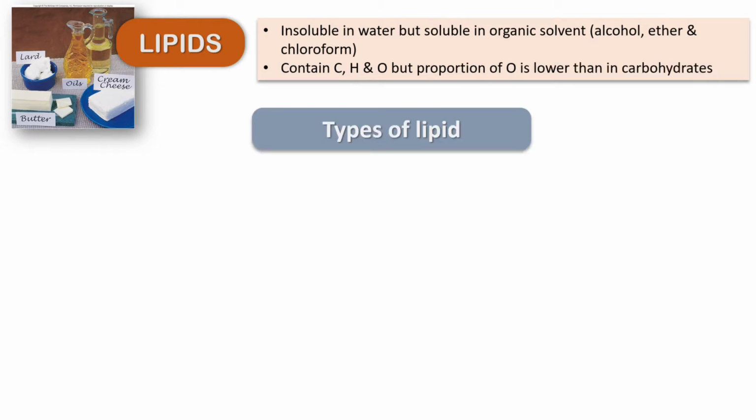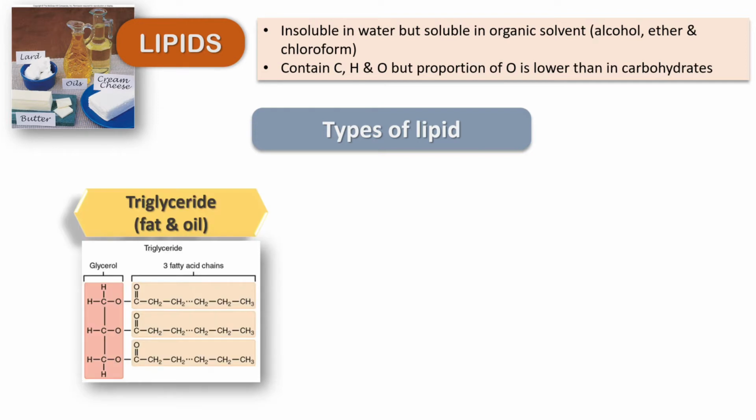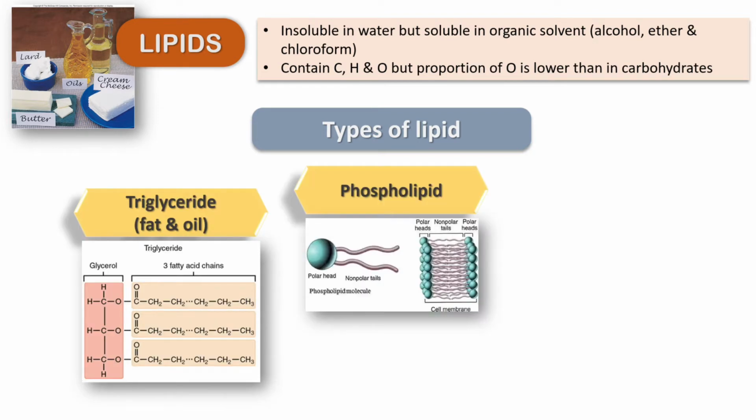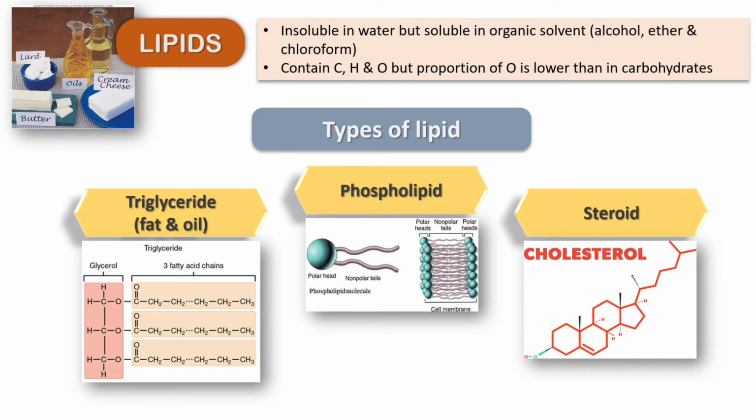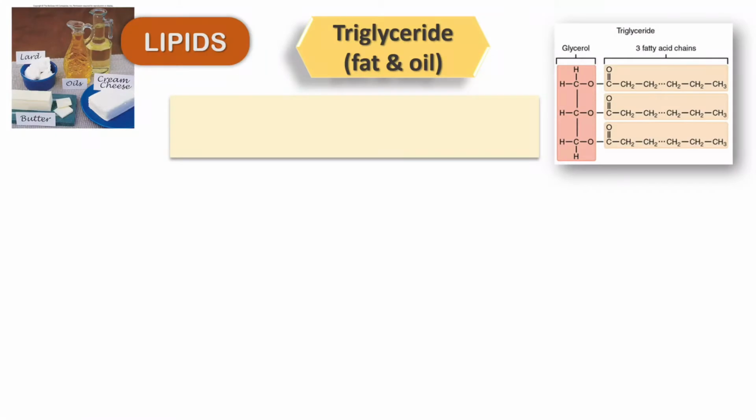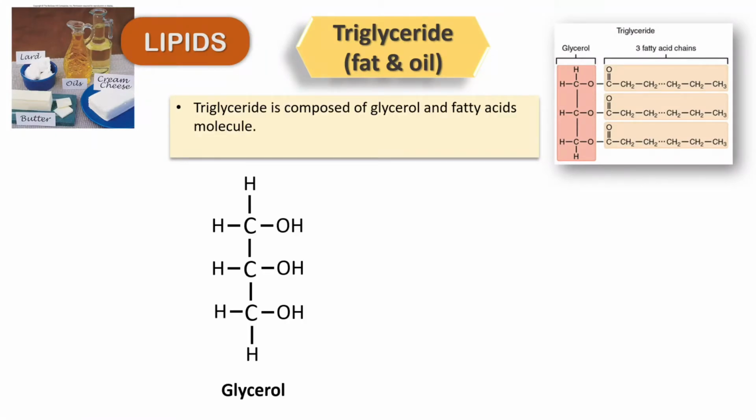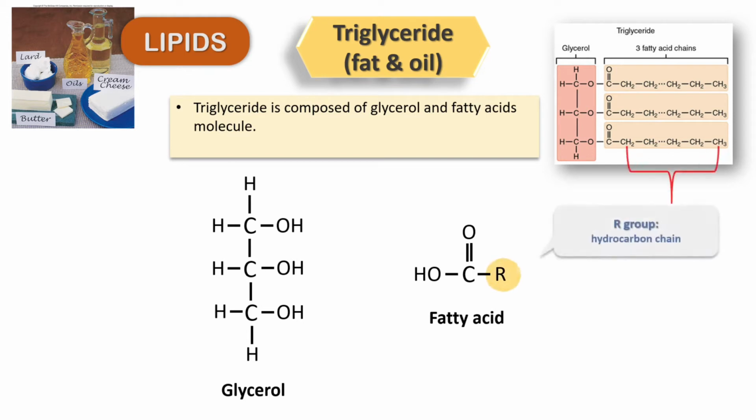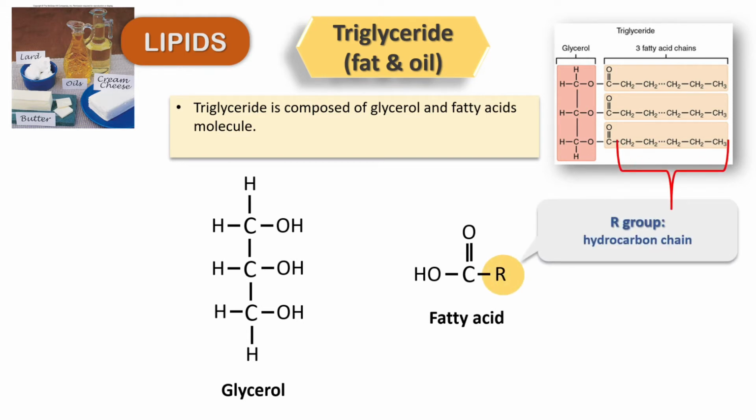There are three types of lipid: triglyceride, phospholipid, and steroid. Triglyceride is composed of glycerol and fatty acid molecules. Fatty acid has an R group, which represents a hydrocarbon chain. Triglyceride's function is energy storage.